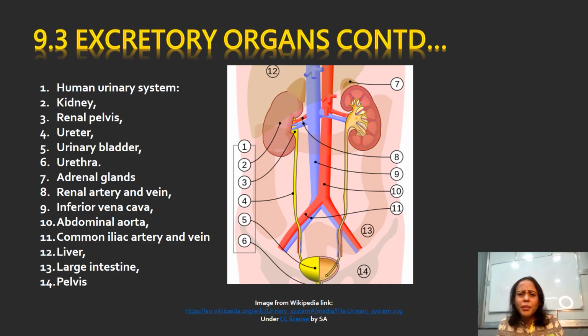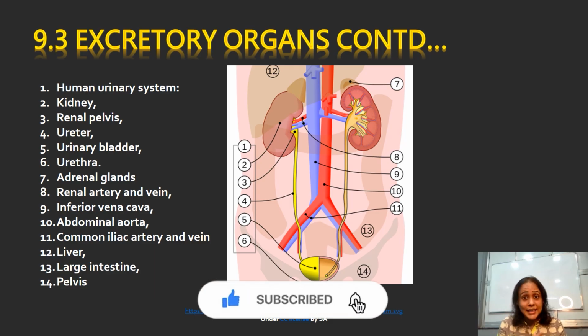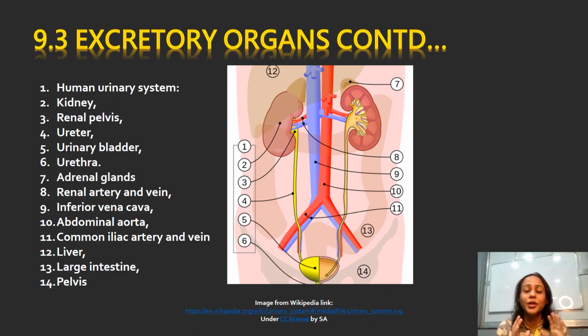So how is urine made? Urine is made from blood. This will be surprising for you. How is urine made from blood? Yes, when your blood is purified by the kidney, it gives rise to the urine. Are you getting some connection here?